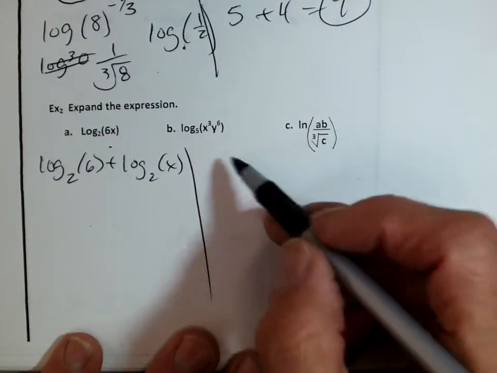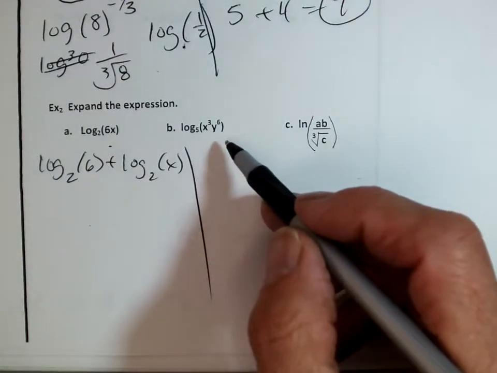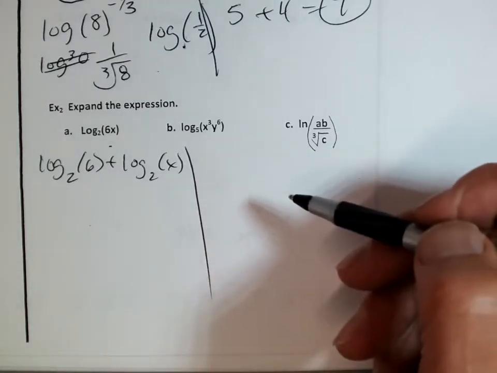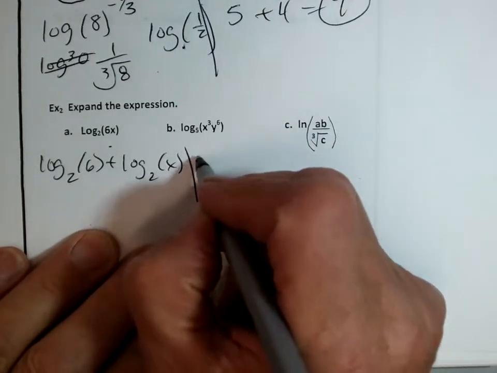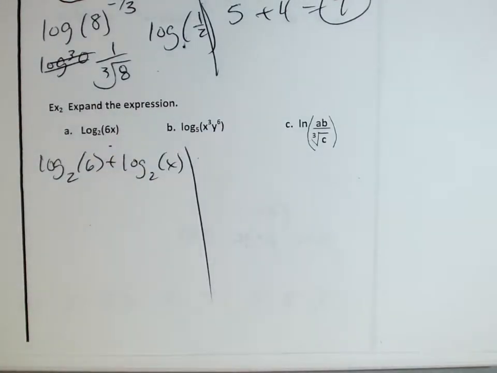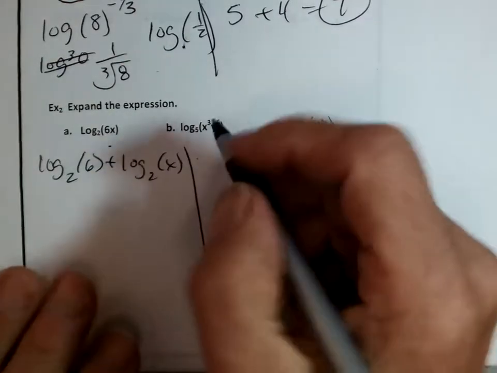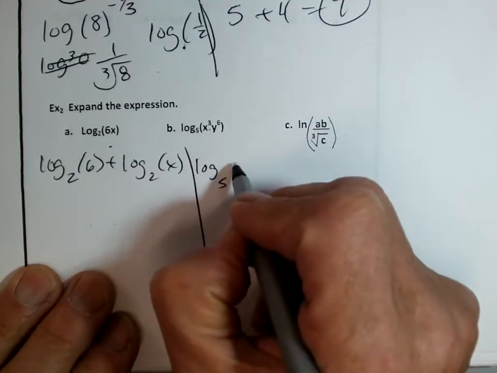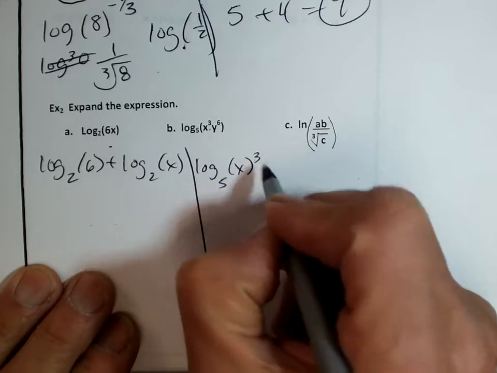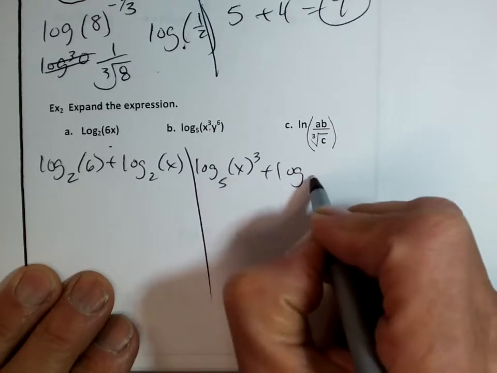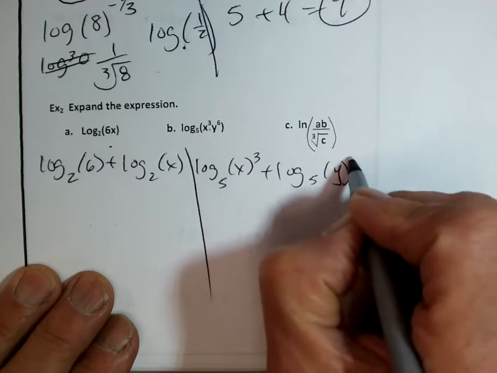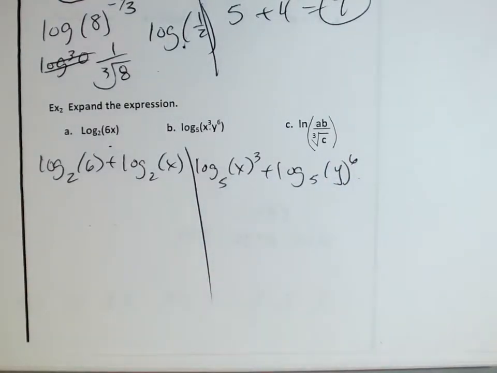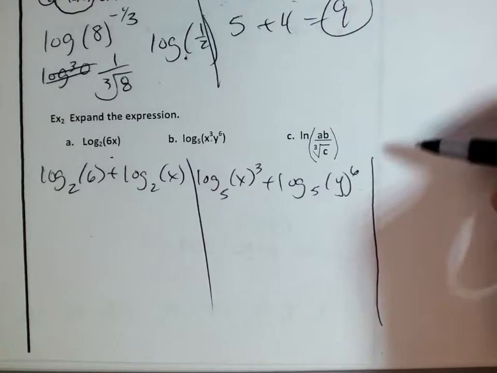Number 5. Again, this is a really ugly problem in calculus. But in calculus, we can simplify it by expanding it. So first of all, we're going to rewrite as, if it's times, it's add. And there's a little times symbol right there that we don't see. Log base 5 of x cubed plus log base 5 of y to the 6. So if it's multiply, it's add.